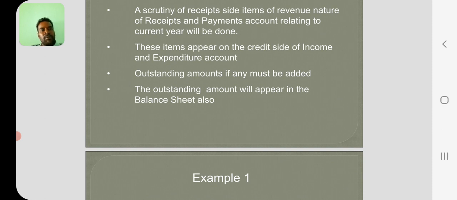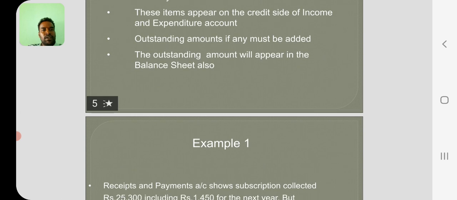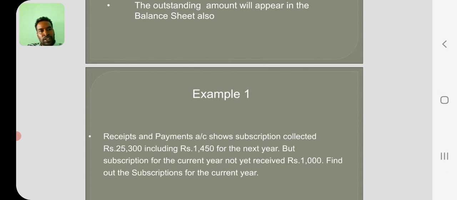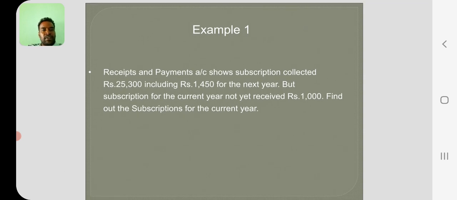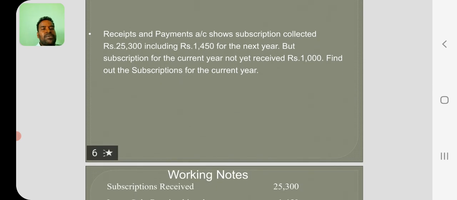Outstanding amounts, if any, must be added of that particular year only, current year only, not past or future. The outstanding amount will appear in the balance sheet also. Okay. See here, example 1. Receipts and payments account shows subscriptions collected 25,300, including rupees 1450 for the next year, but subscription for the current year not yet received 1000. Find out the subscriptions for the current year.